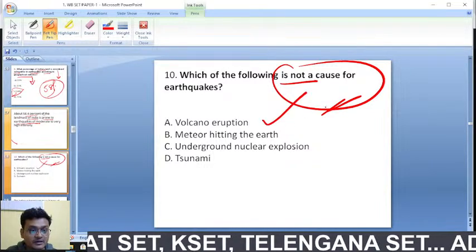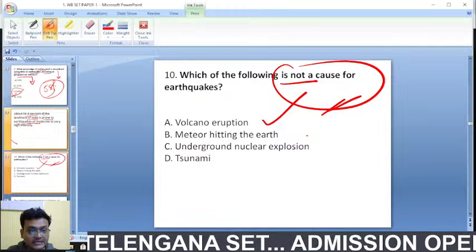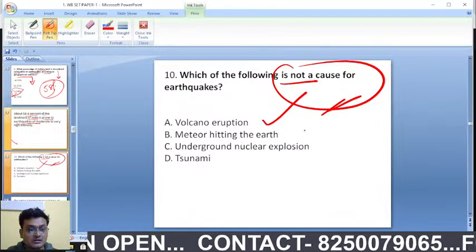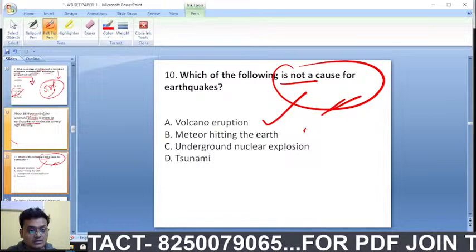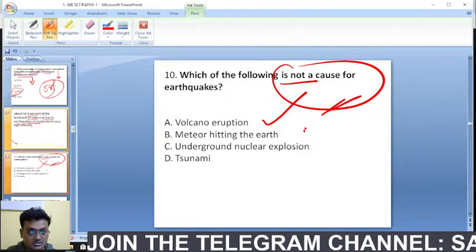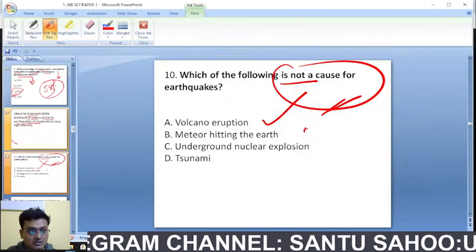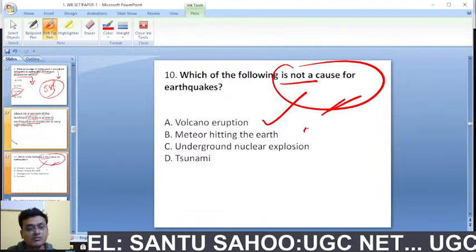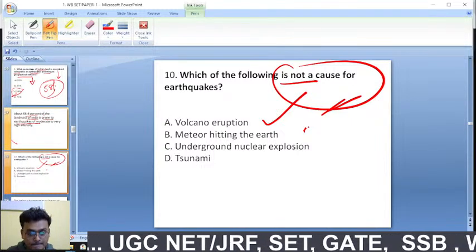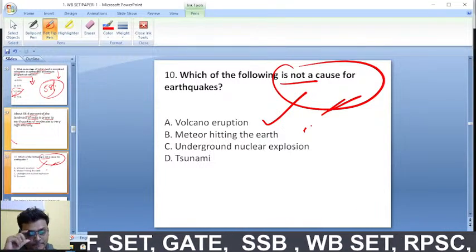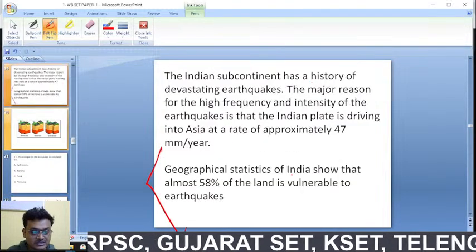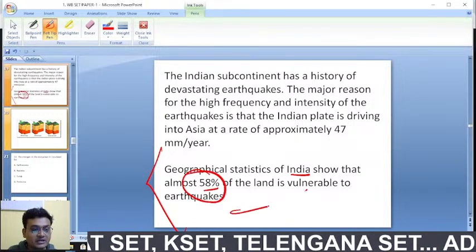Volcanic eruption is not a cause of... meteor hitting the earth, underground nuclear explosion, and tsunami. What will it be? Tsunami is not associated with earthquakes. It's D is the answer. Chalo. The Indian subcontinent, here you see geographical statistics of India, so almost 58% land is vulnerable to earthquakes.